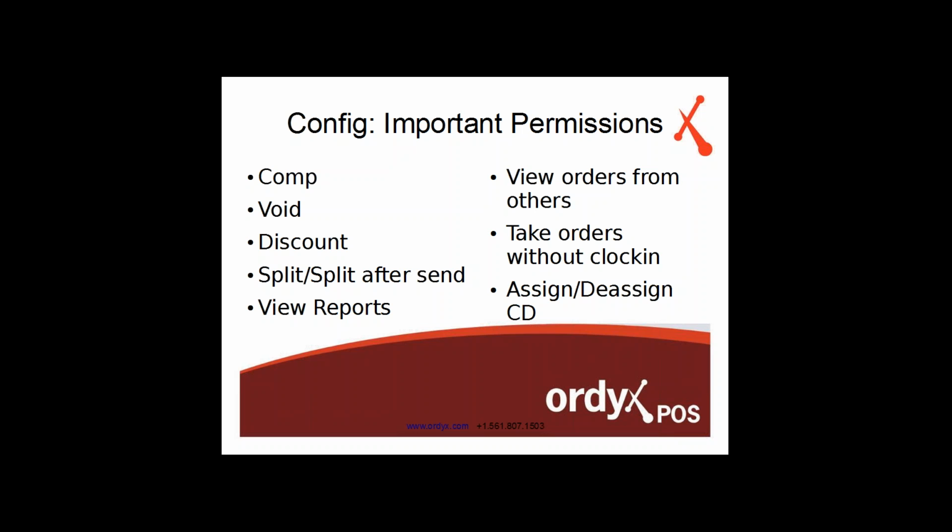Well, view reports is when I was a waiter, I was able to view the report. So it's my personal report. So we can manage what kind of reports the server can look into in the terminal. View orders from others, take orders without clocking in, and assign or designate cash drawers. So I would say this is a group of permissions more for managers, that they are able to do this. Waiters are not going to be able to do this, but that depends on what you guys need.